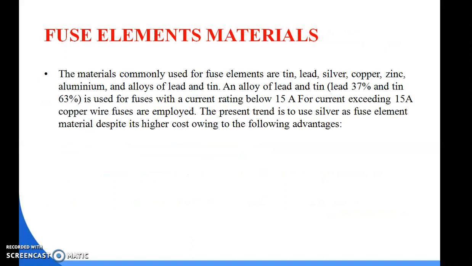So, coming to the fusing elements. We already discussed that the materials commonly used are tin, lead, silver, copper, zinc, and aluminum. A lead-tin alloy of 37-67% is used for a current below 15 ampere. For current exceeding that, we use copper wire.